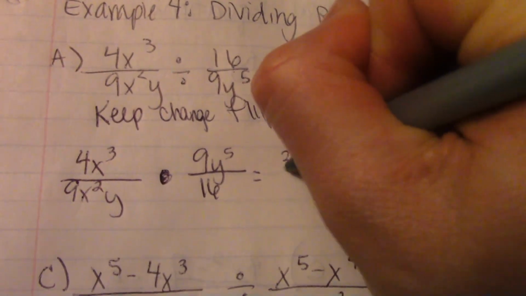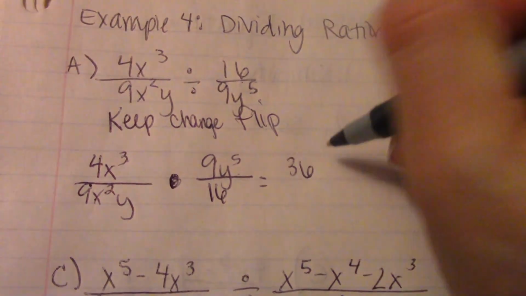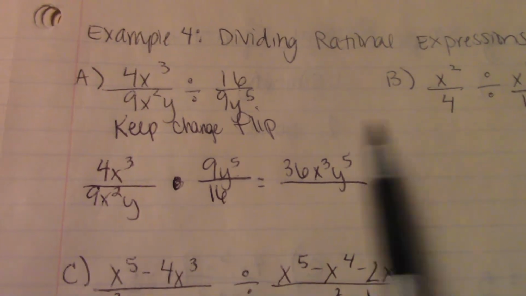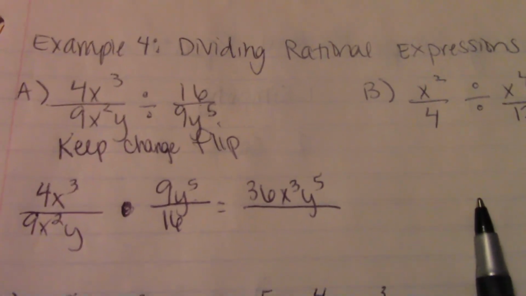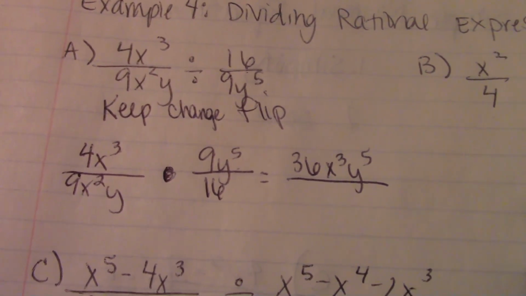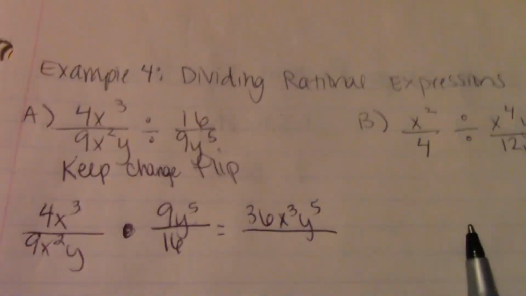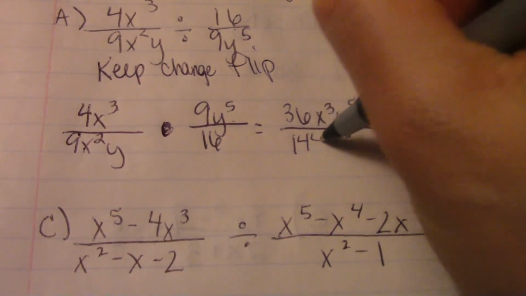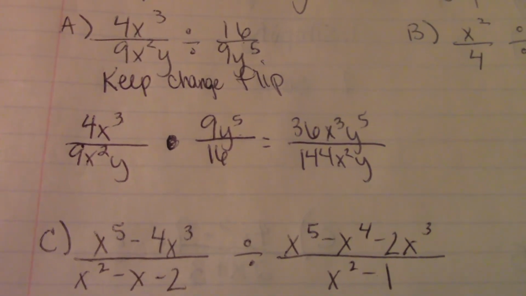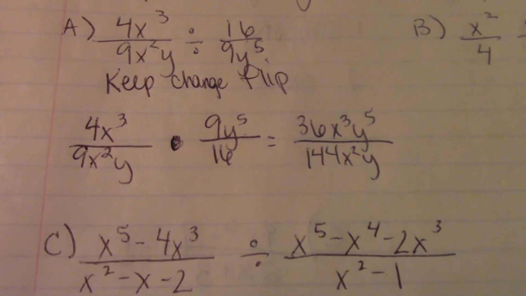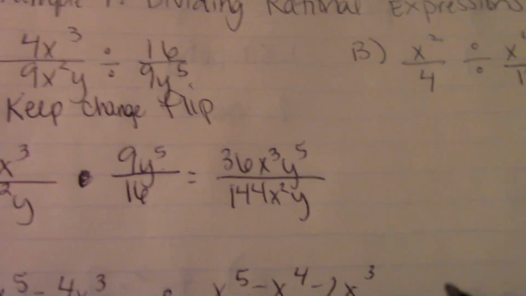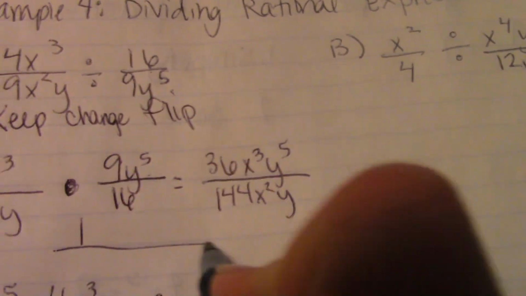4 times 9 is 36, and these aren't the same letters, so I'm just going to write them x cubed y to the 5th. 9 times 16 makes 144. So 144, and we have x squared y. Okay, so now 36 and 144. If I plug that in my calculator, I get 1/4.